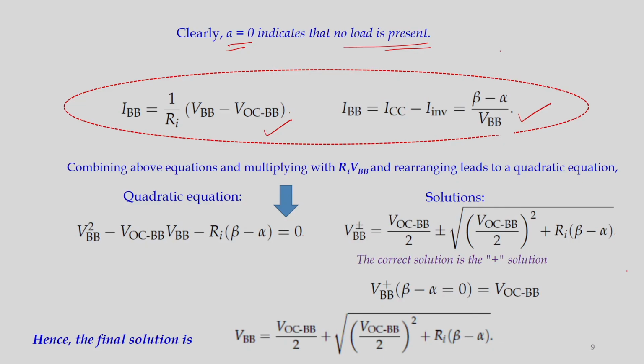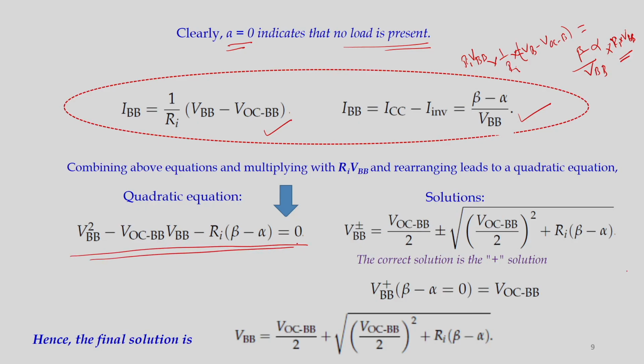So, by combining these two, which are the same, I can write 1 by Ri multiplied by VBB minus VOCBB is equal to beta minus alpha divided by VBB. And if we multiply this expression with Ri and VBB, how will it look? Ri multiplied by VBB, and if we simplify it, we will get this kind of quadratic equation. So, we will have two solutions. This VBB plus minus will be something like this. This is the solution.